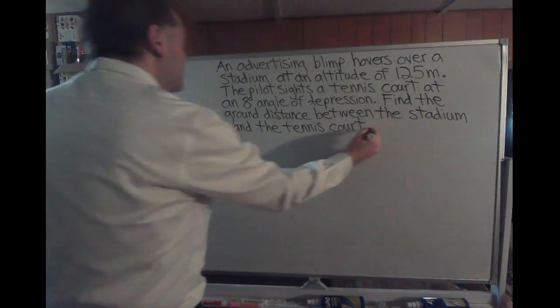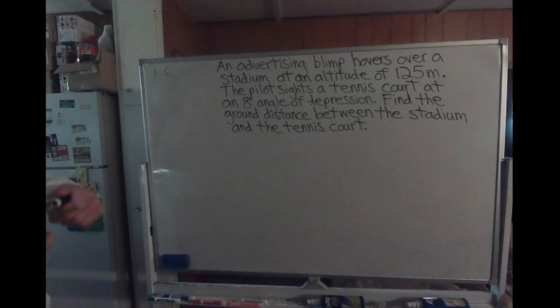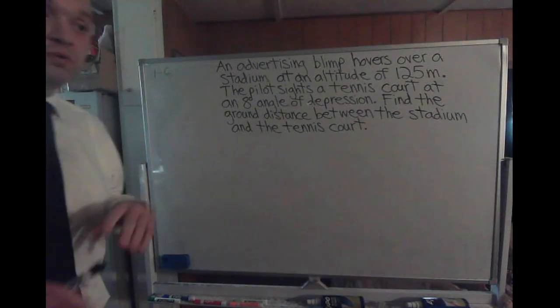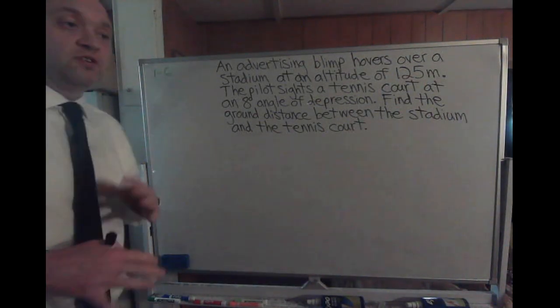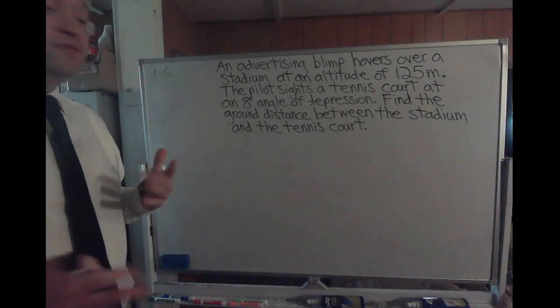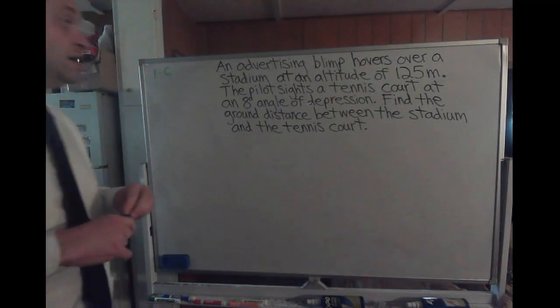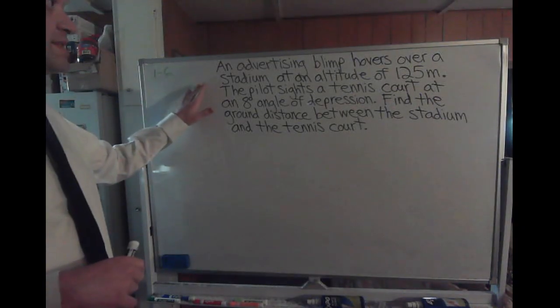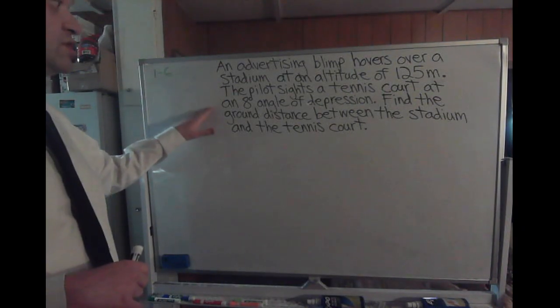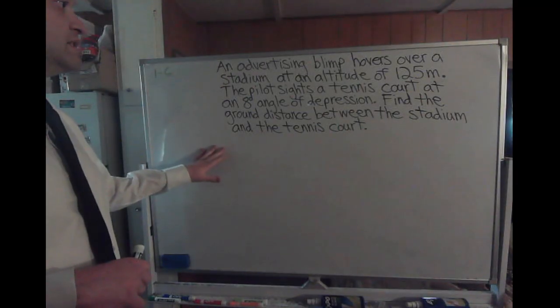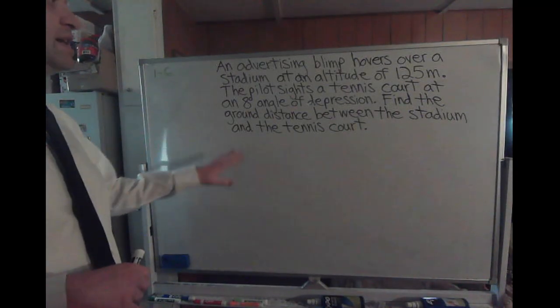Alright, so this is a big one. An advertising blimp hovers over a stadium at an altitude of 125 meters. I'm sure if any of you have gone to any ball games, you've seen a blimp that hovers over sometimes. So keep that in mind. The pilot sights a tennis court at an 8-degree angle of depression. Find the ground distance between the stadium and the tennis court.